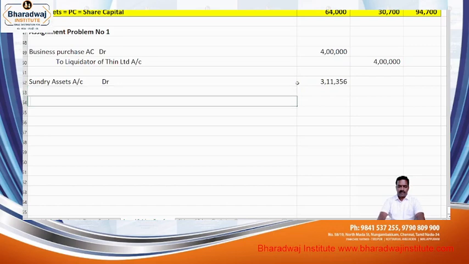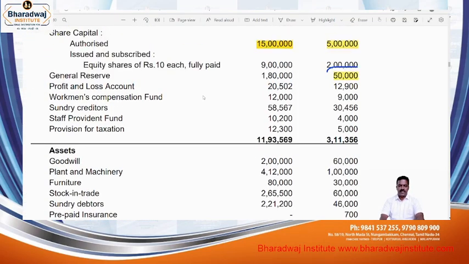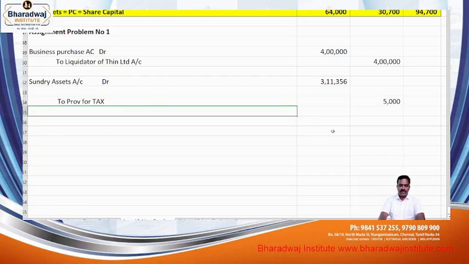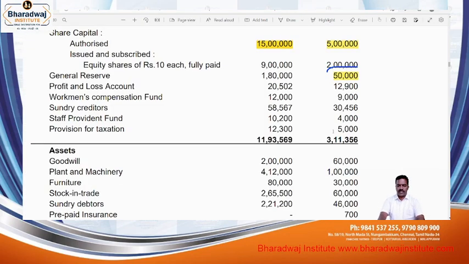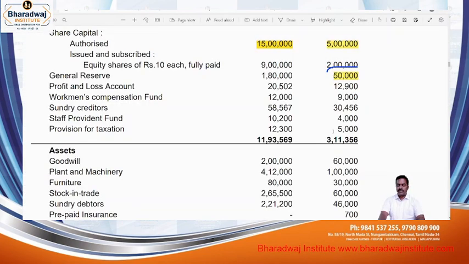Leave a line gap because general reserve will have a debit now to all external liabilities and reserves. What are the external liabilities? From the end, let us start. Provision for tax. How much is there in the selling company? 5,000. From the end, let us come up. Provision for tax, then staff provident fund. It is an external liability. Staff provident fund is an external liability.